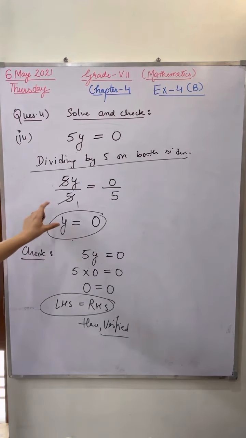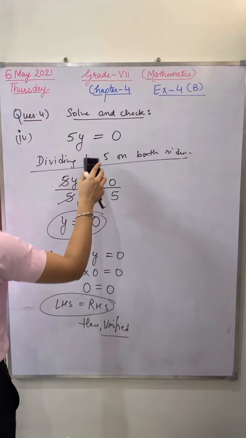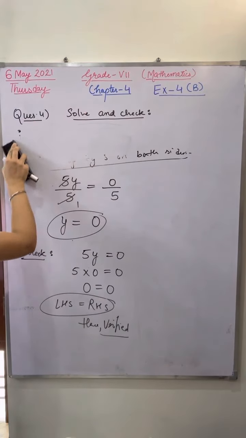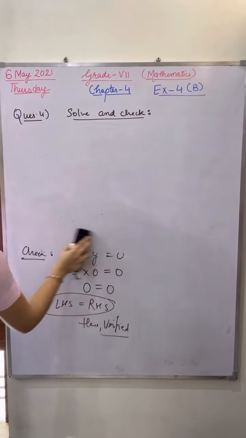Okay, this question was very easy. Now I'm going to start with the next question and I'm going to unmute some students in the class. So be active in the class. This question was very easy. Only one method you have to apply. Now read out the 5th part quickly.